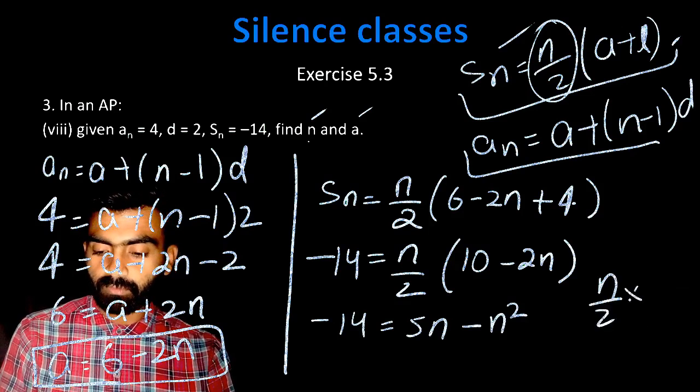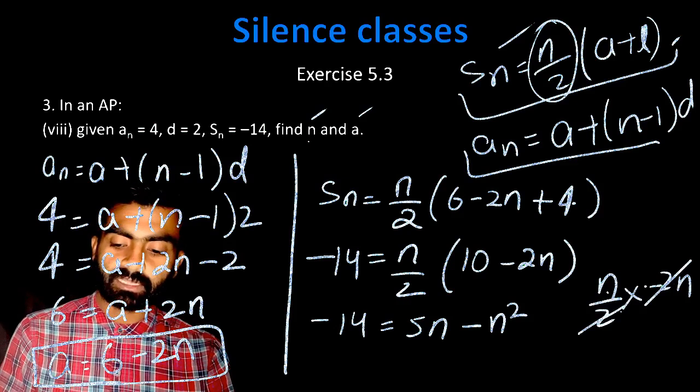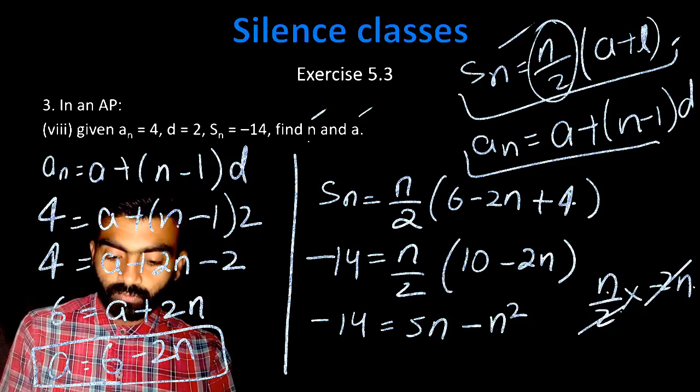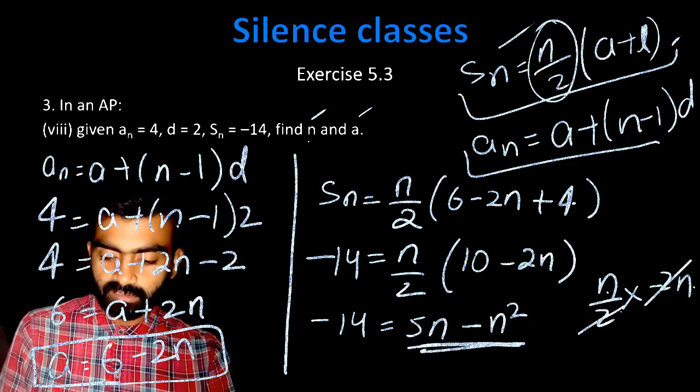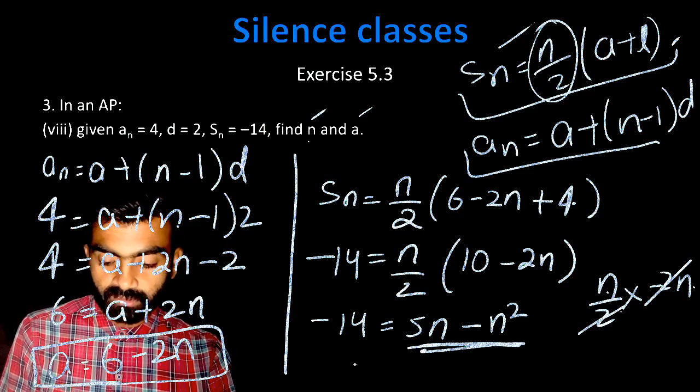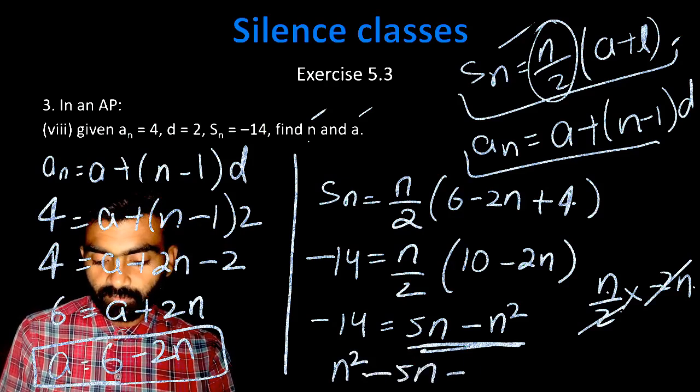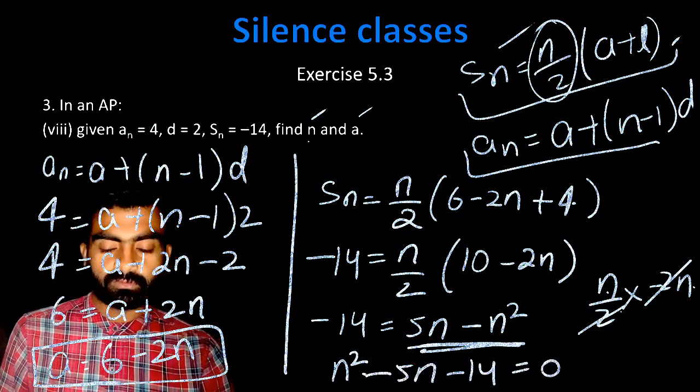n upon 2 multiplied by minus 2n, the 2 and 2 get cancelled, and n multiplied by n gives minus n square. So we will make the equation positive and send this to the right hand side. We will get n square minus 5n minus 14 is equal to 0.